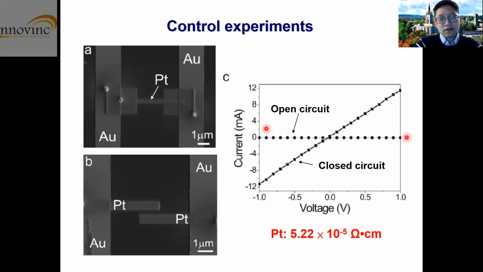After we cut the bacterial nanowire, we don't get the current. It means the current indeed passes through the nanowire, and the E-beam deposition does not cause the conductivity in this measurement.